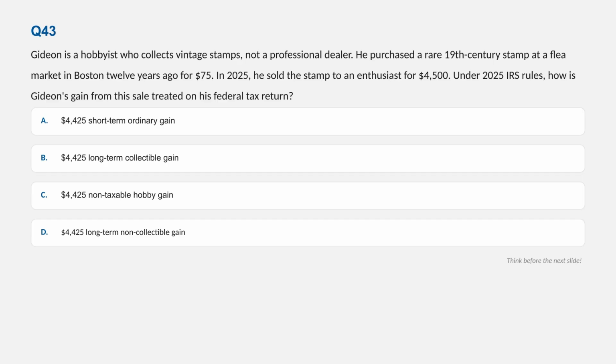A. $4,425 short term ordinary gain. B. $4,425 long term collectible gain. C. $4,425 non taxable hobby gain. D. $4,425 long term non collectible gain.